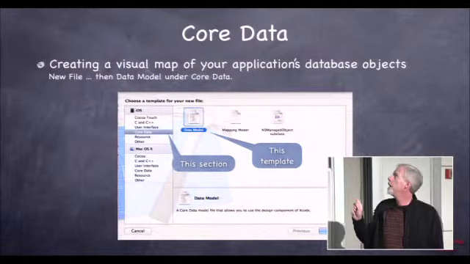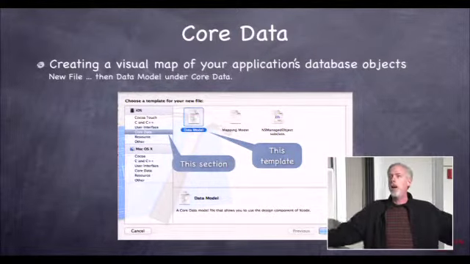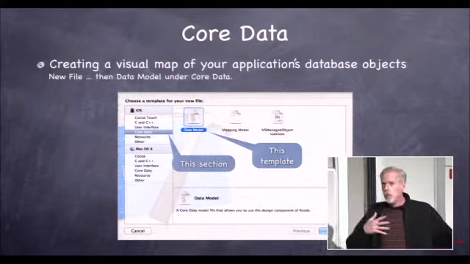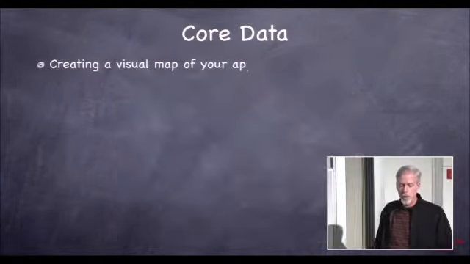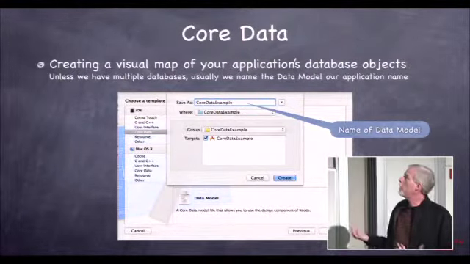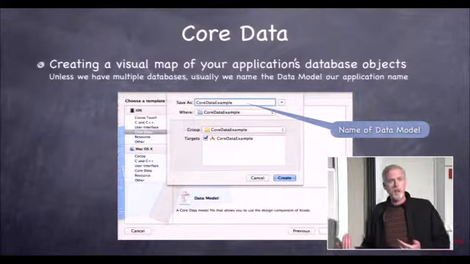We're going to click on Data Model and click Next, and that allows us to create this graphical model of what's in our database. Again, we don't have to write any SQL to generate tables or anything like that. That's all done for us. What we do is visual. It's going to ask you what you want to call this map. Usually we call the data mapping the same thing as the name of our application.